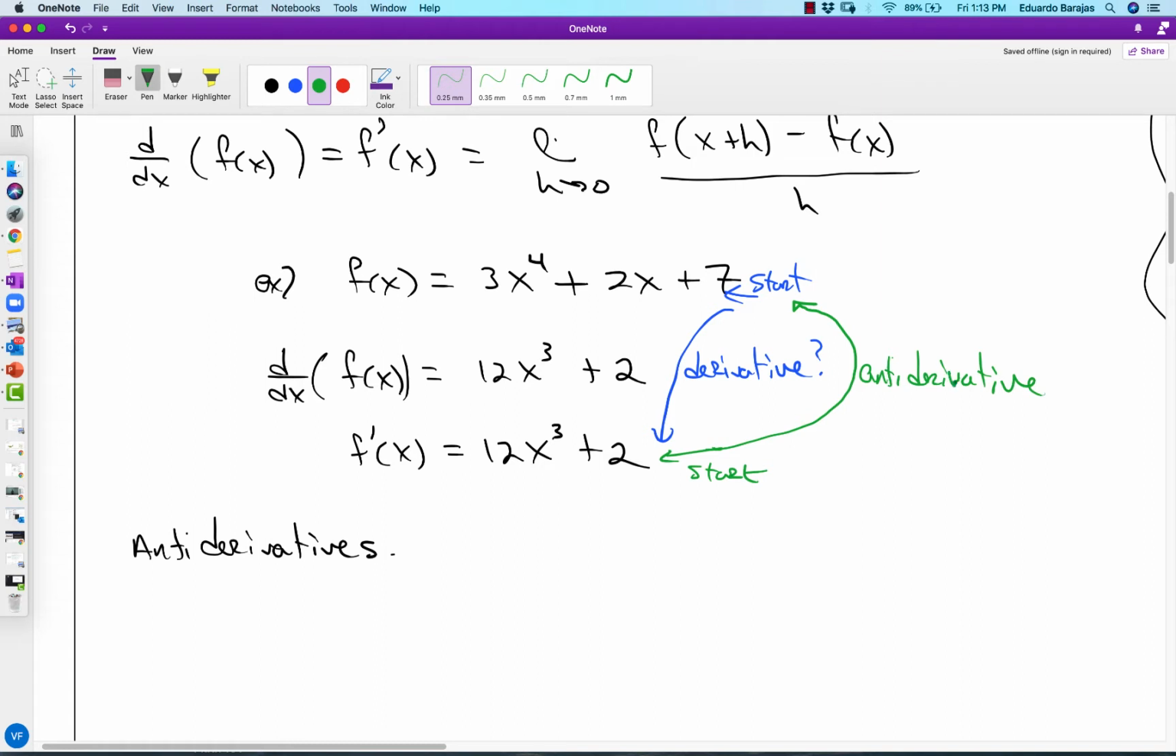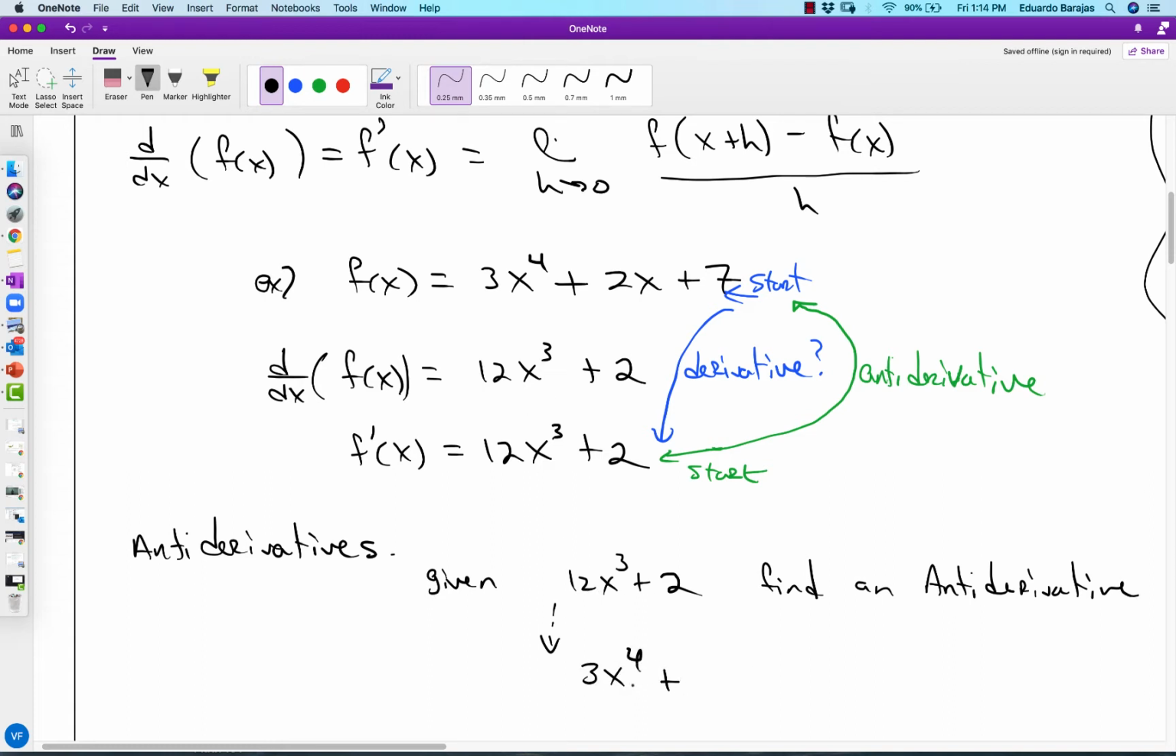So as usual with math, you learn how to do something in one direction, then soon enough someone's going to ask you to learn how to do it the other way, how to undo it, how to reverse the process. So in an antiderivative question, you might be given 12x cubed plus 2, find the antiderivative, and then we do some work, and find an antiderivative. And that's how we would go backwards and hopefully get to this point.